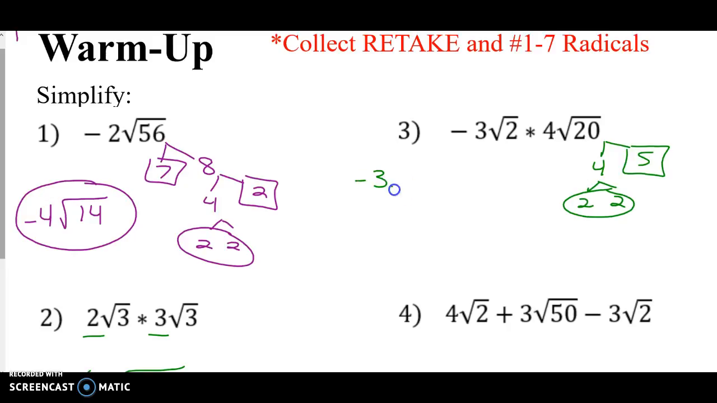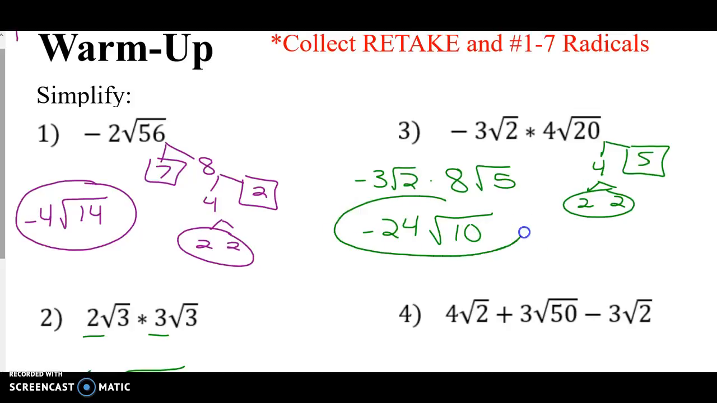So I have negative 3 square root of 2 times, who goes to prom? The 2, but there was already a 4 out front. So how much is going to be in front of this one? 8 square root of 5. Now we're basically back to number 2. Numbers in front times numbers in front gives me negative 24. Negative 3 times 8 is negative 24. Square root of, what is 2 times 5? 10. That is your answer.